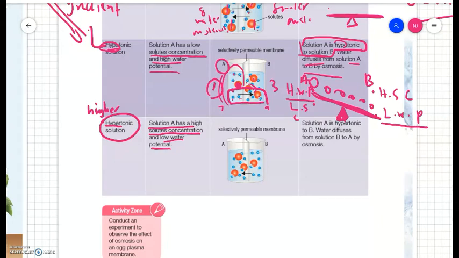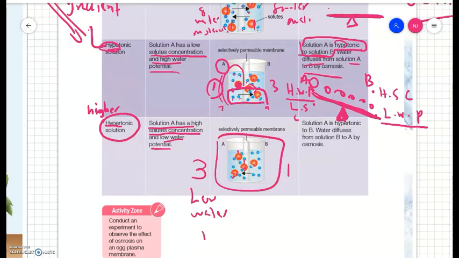Jadi, as you can see in the picture here, in the diagram, solution A has 1, 2, 3 solute concentration compared to solution B, which has only 1 solute concentration. So it has a high solute concentration. At the same time, it has a low water potential. Boleh nampak sudah pattern dari sini. Kalau dia high solute concentration, it has low water potential. Kalau low solute concentration, high water potential. Okay.